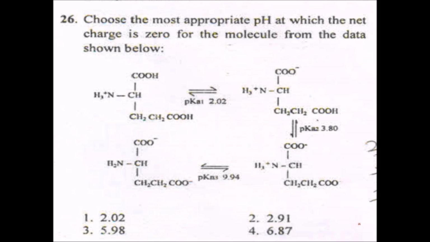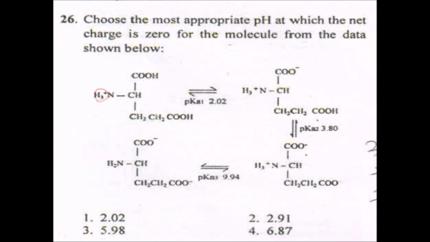Here the first question is: choose the most appropriate pH at which the net charge is 0 for the molecule from the data shown below. Here we have to find out the pH of that structure whose net charge is 0. If we see this structure, it has net positive charge. Come to this structure, it has one negative and one positive. It means the net charge will be 0.